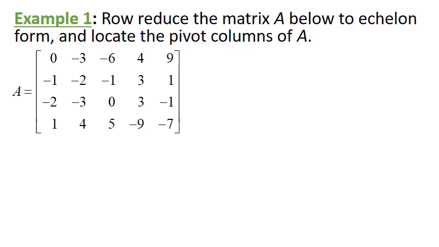So what I want to remind you is that this entry here must be a pivot. Now we're asked to row reduce this matrix to echelon form. Okay, it doesn't have to be reduced row echelon form, just echelon form. So if I want that to be a pivot, I want that to be a 1. And looking at the other rows, I notice that this is a 1. So what I can do is I can interchange those two rows. So I will interchange row 1 and row 4.